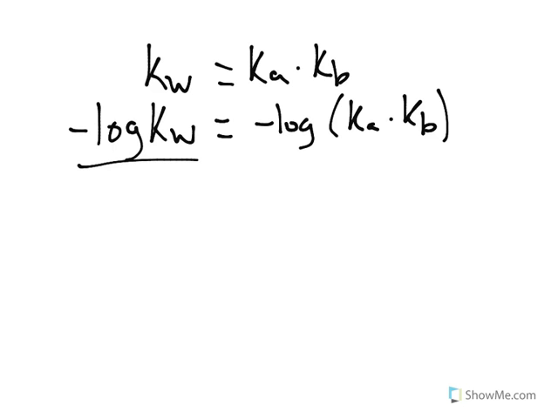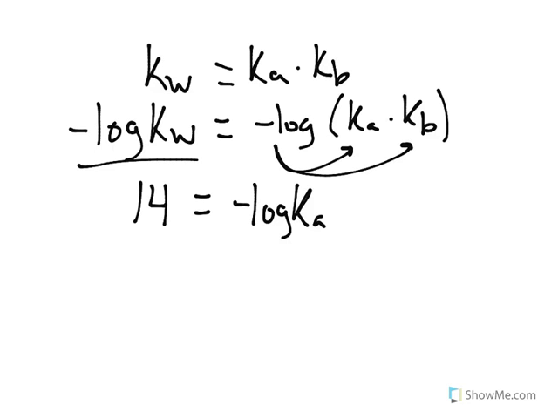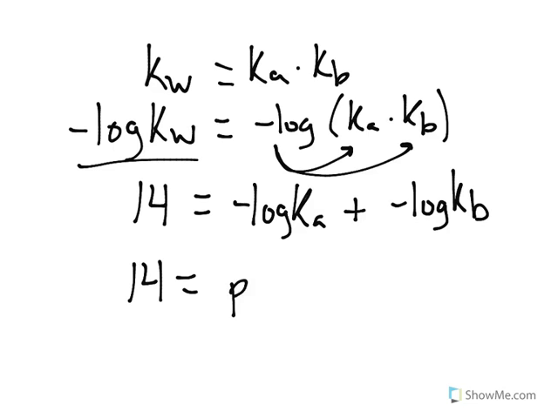The negative log of Kw, well, that just turns out to be 14. And then when you break this up, the negative log of Ka times Kb is the same as the negative log of Ka plus the negative log of Kb. So 14 equals the negative log of Ka, which is pKa, plus pKb. So if you know an acid's pKa value, it's very easy to find its conjugate base's pKb value.